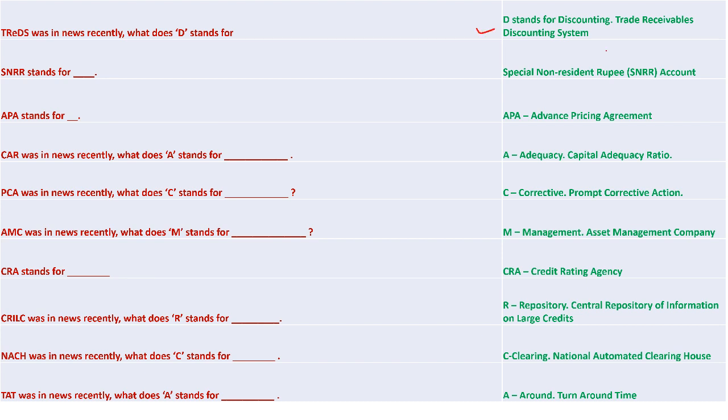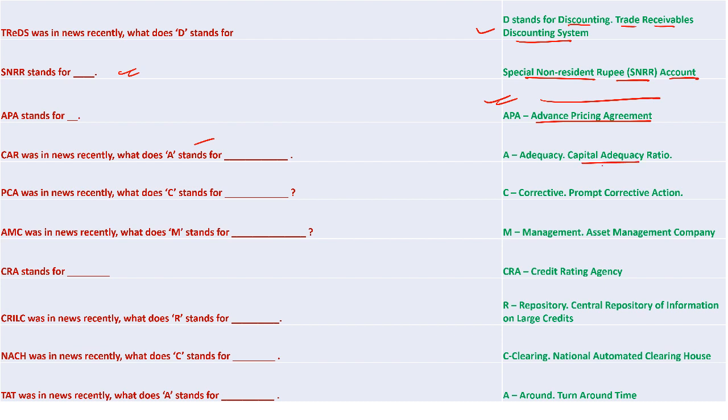So TREDS, D stands for discounting. TREDS is Trade Receivable Discounting System. SNRR, I think I would have seen this in news at least 3-4 times, Special Non-Resident Rupee account. APA stands for advance pricing agreement, that the exporters keep doing, right? The CAR was in news recently. What does A stand for?